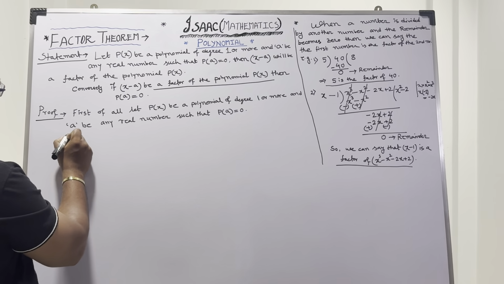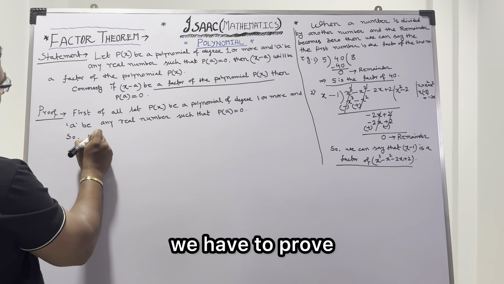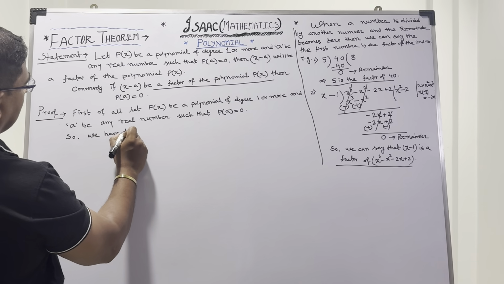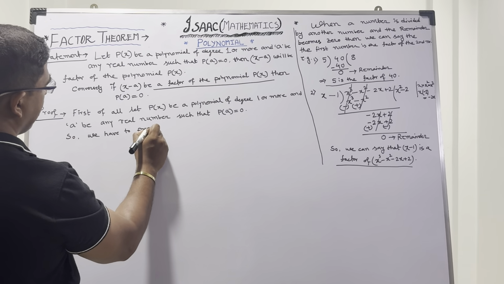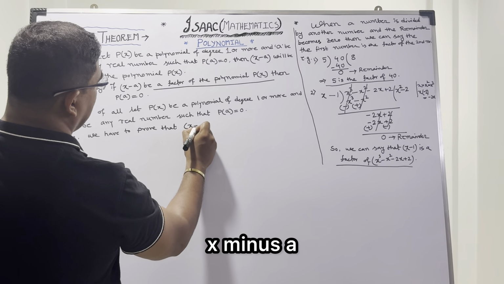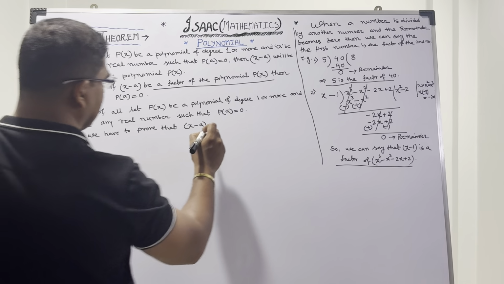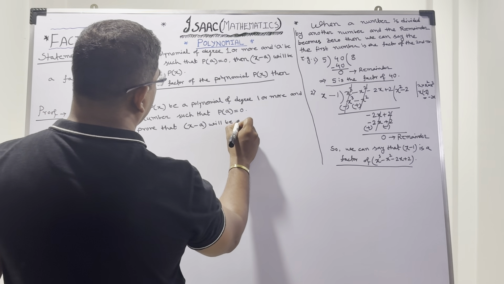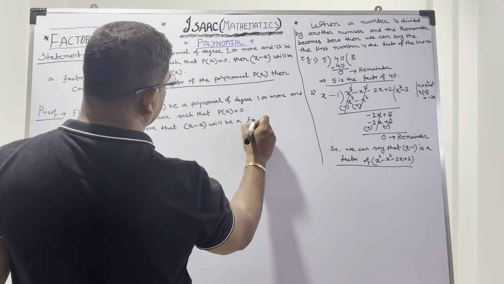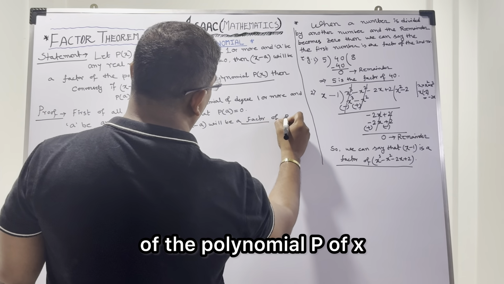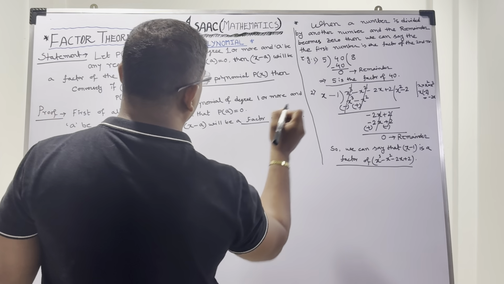So we have to prove that x minus A will be a factor of the polynomial P of x. Okay.